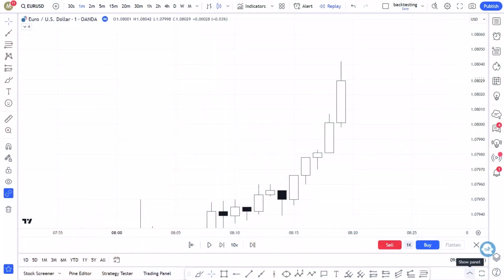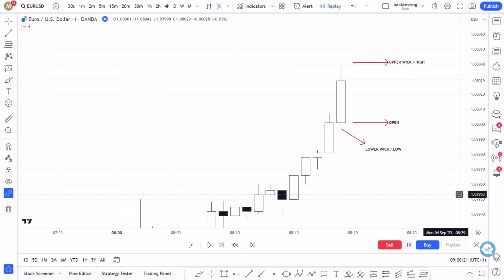Looking at a candlestick here, we can see that there is an open. This is where the price for that specific period of time opened. You can see the upper wick. This is also known as the high. It is the highest point that price moved to within that period of time. Vice versa, you can also see the low. At the bottom, this is the lowest point that price moved to within that period of time. And then finally, there is the close. This is where price closed at the end of that period of time.